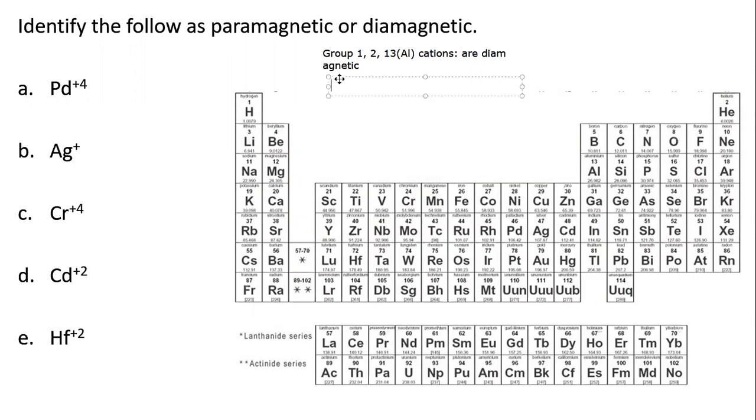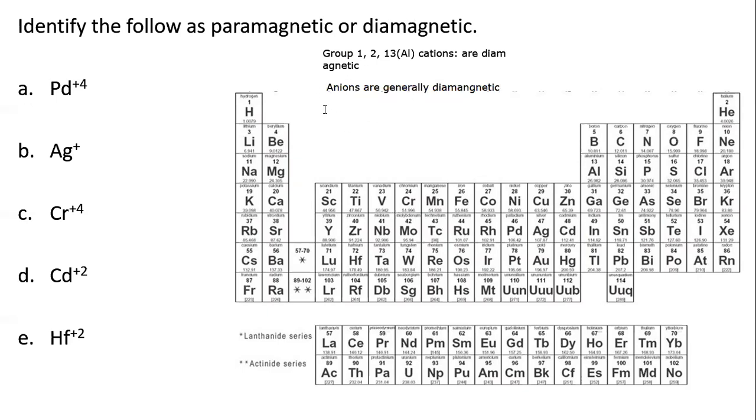What else? Anions are generally diamagnetic. So like O2 minus, S2 minus, P3 minus, Br minus. So all of the anions generally are going to be diamagnetic because they have all paired electrons.